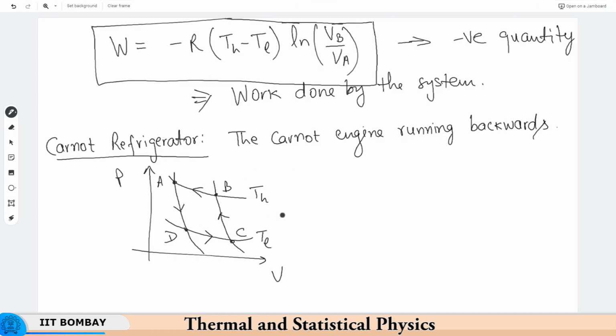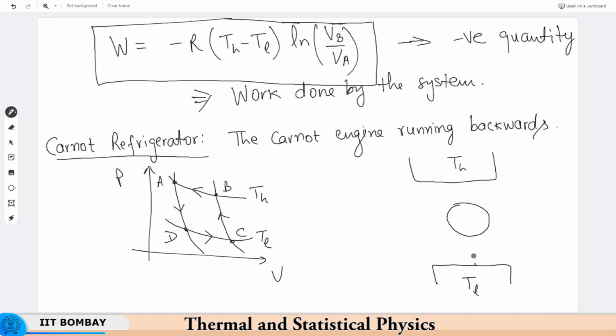And if we do this in the opposite direction, this is a Carnot refrigerator, and I can draw this schematic as well. So, we have a hot reservoir, we have a cold reservoir. Earlier, we were extracting certain heat QH from the hot reservoir and converting it into work, but now we can reverse it.